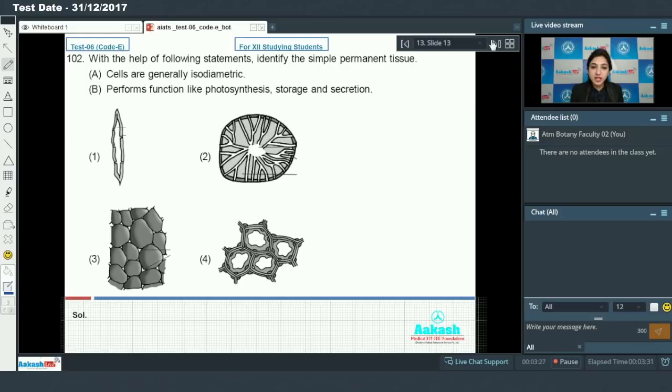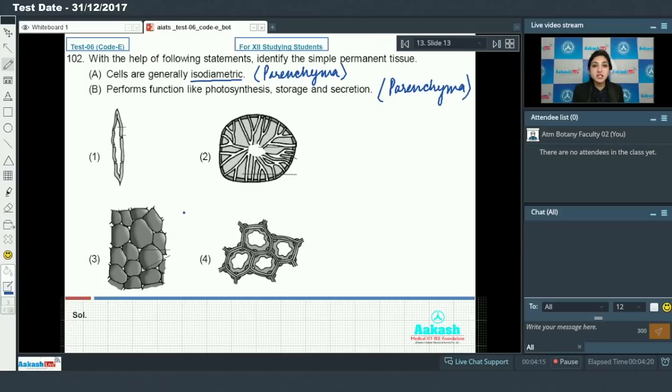With the help of the following statements, identify the simple permanent tissue. In this question you are given statements. You have to identify which simple permanent tissue these statements are true for. Then you have to see the figures given below and identify that particular simple permanent tissue. Cells are generally isodiametric. We know that in parenchymatous tissue, cells are isodiametric. Performs functions like photosynthesis, storage and secretion. So this is true for parenchyma.